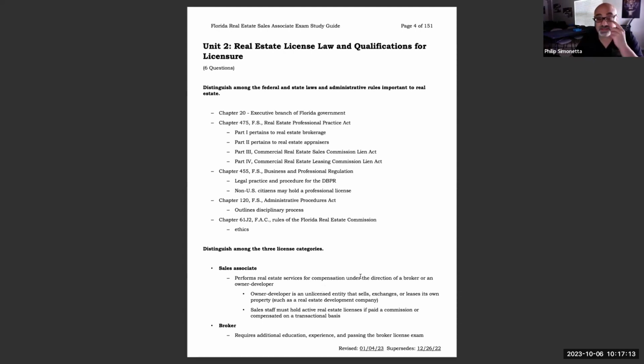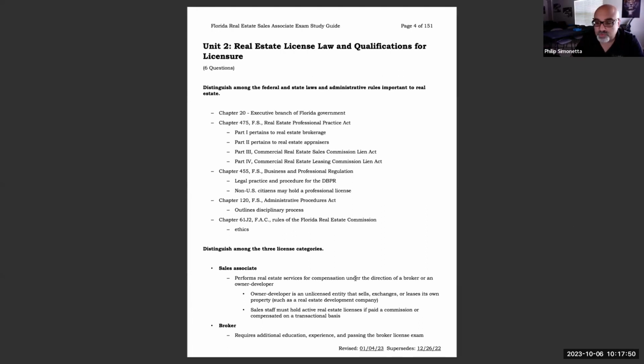Now the next thing is to distinguish among the 3 license categories. Okay, so you have a sales associate license, you have a broker's license, and you have a broker associate license. So a sales associate performs real estate services for compensation under the direction of a broker or an owner developer. If they're working for an owner developer, an owner developer is an unlicensed entity that sells, exchanges, or leases its own property, such as a real estate development company. So because they own their own property, they can be selling it. They don't need a license, right?